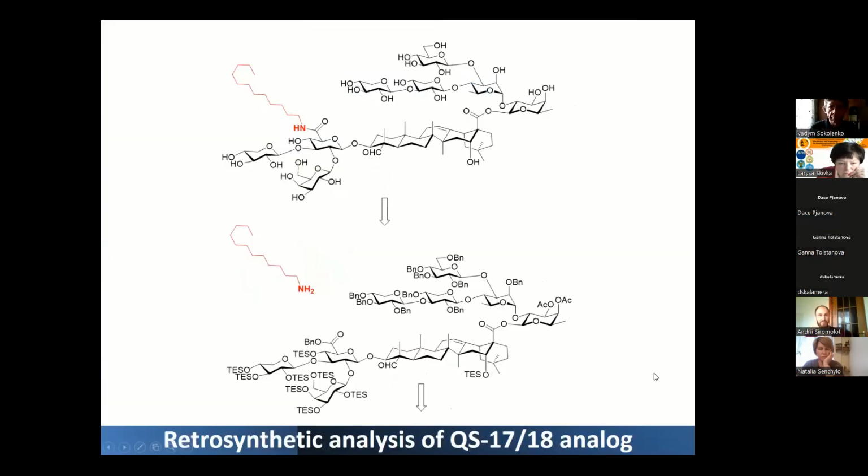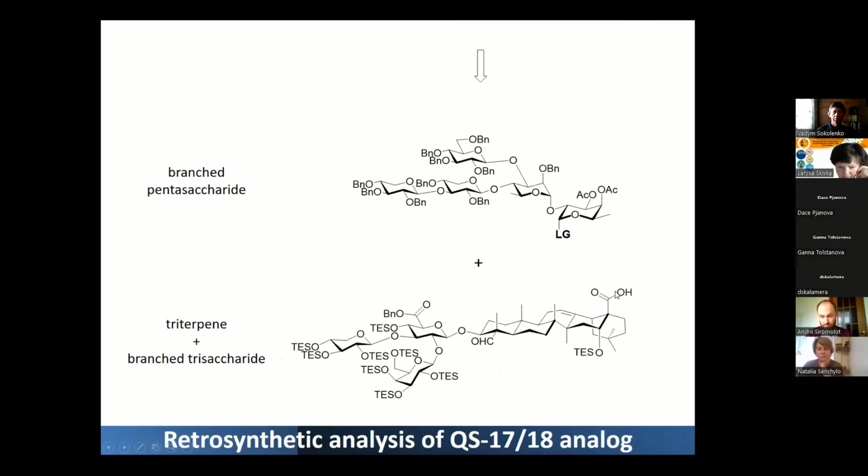Now I will talk about chemistry, because this is the main part that I do. So when we have some structure complex like this, we try to reduce the complexity in every step. So in the first step, we can disconnect this alkyl chain from here, and in the next step, we can break this bond here to get this branched oligosaccharide and this compound here, which are both shown on this slide.